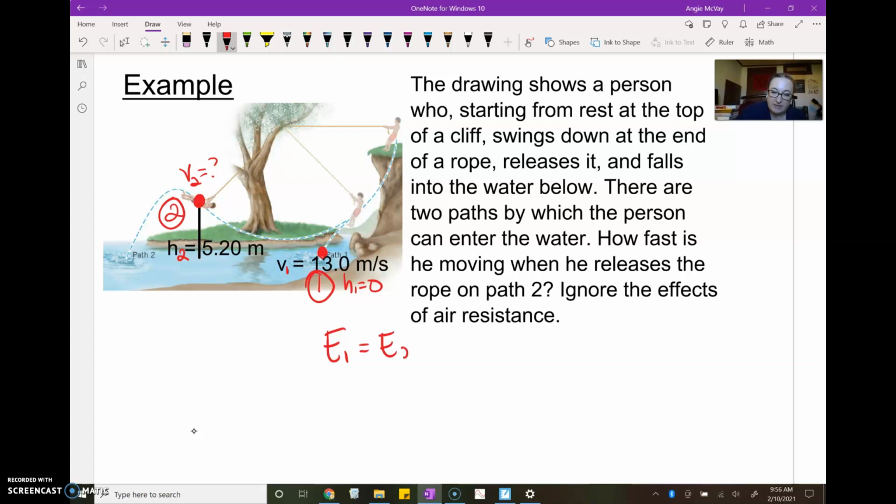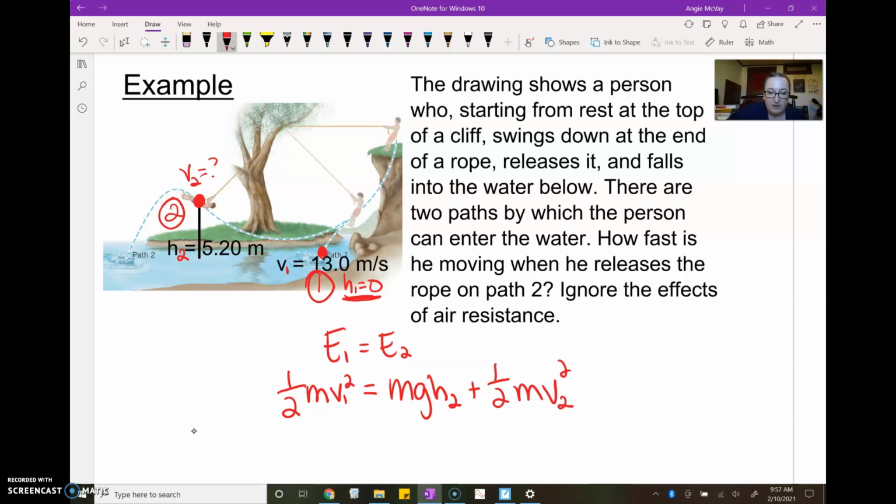Now that we've determined which 2 points in the person's motion we're going to compare, that we know enough about, we can solve the problem. At position 1, there's no gravitational potential energy, there's just kinetic energy, so just 1/2 mv squared at position 1. At position 2, we've got gravitational potential energy, so mgh at position 2, and there's some kinetic energy, so 1/2 mv squared at position 2.